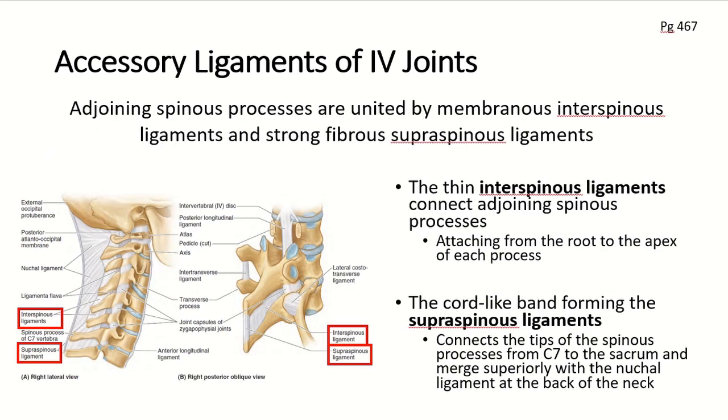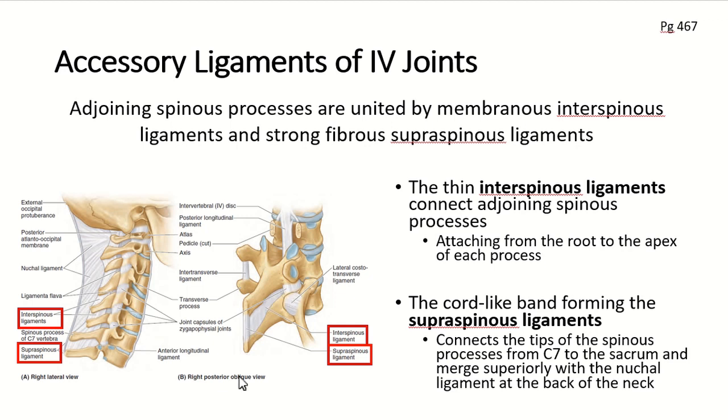We also have another couple that we should talk about. We have ligaments that adjoin the spinous processes here, and these are typically united by a membranous interspinous ligament and then a strong fibrous supraspinous ligament. I've noted them in red here for you, so you can see the interspinous ligament, and as the name suggests, they connect between adjoining spinous processes, attaching from the root to the apex of each process. So they span the entire length of adjacent spinous processes.